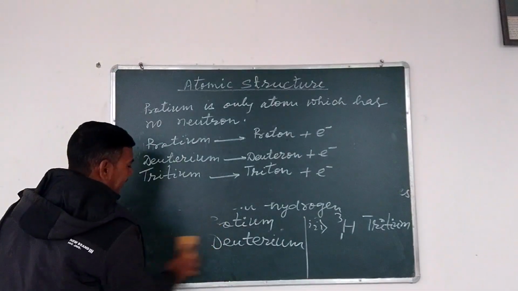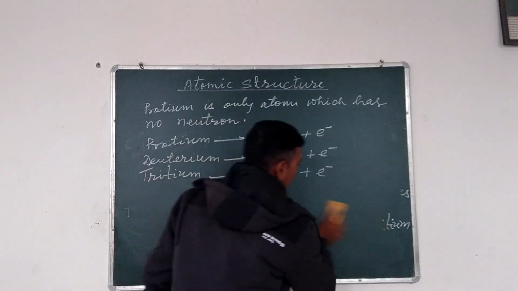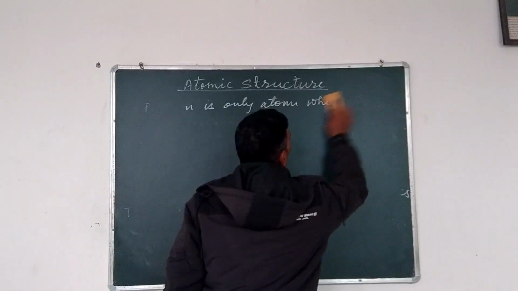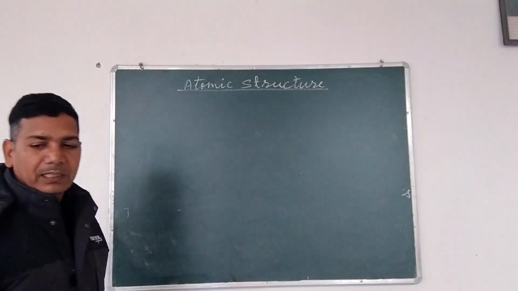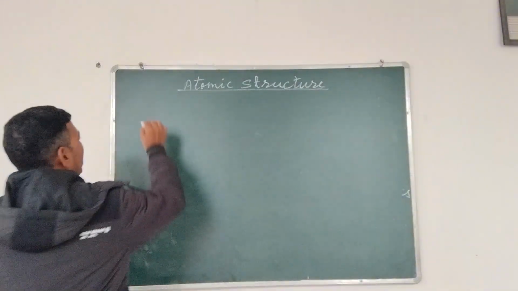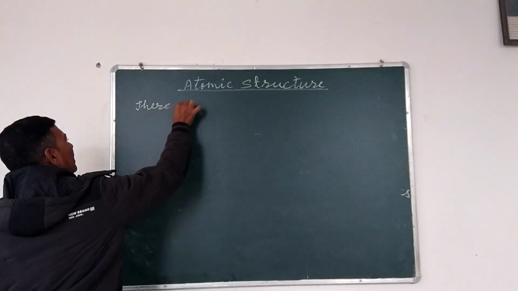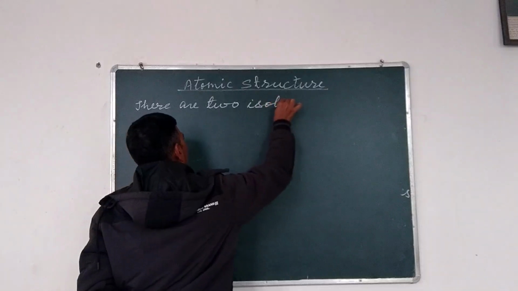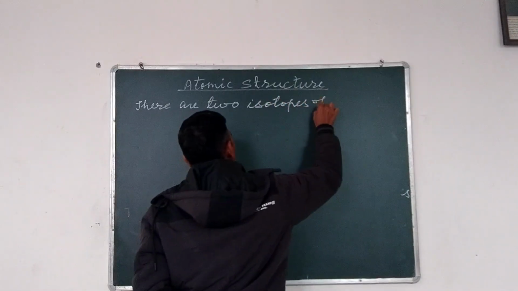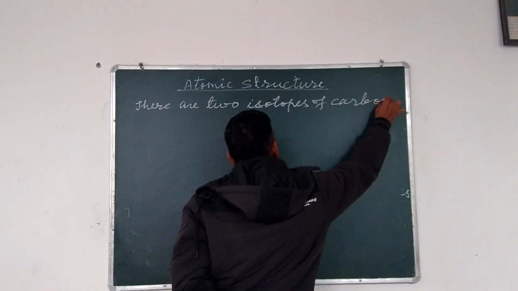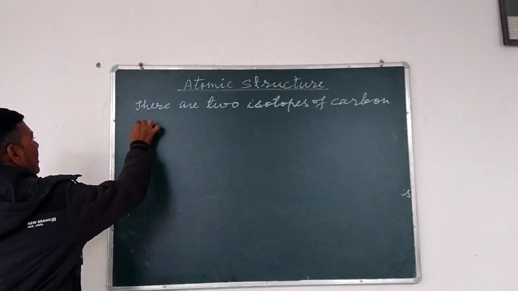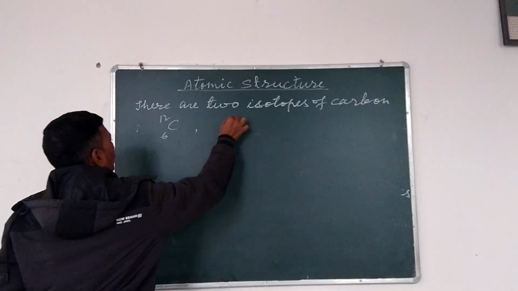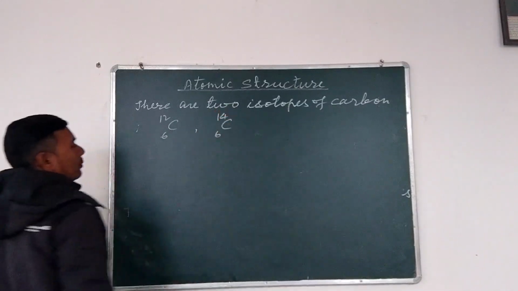Similarly, we can take other examples. There are two isotopes of carbon. Number one, this carbon known as carbon 12, and number two, this carbon known as carbon 14.